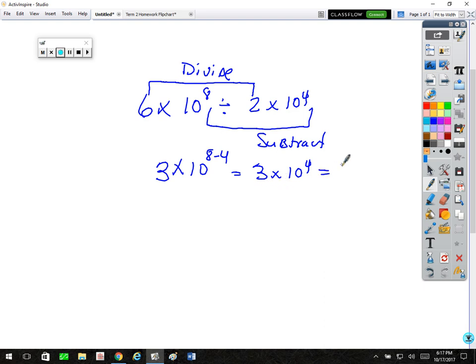Let's go ahead and move it. So my decimal is here. I'm sorry, the decimal's here. Let's just add 4 zeros. 1, 2, 3, 4. So my answer is 30,000.